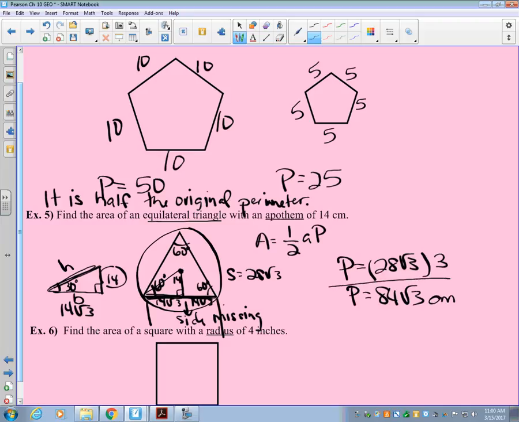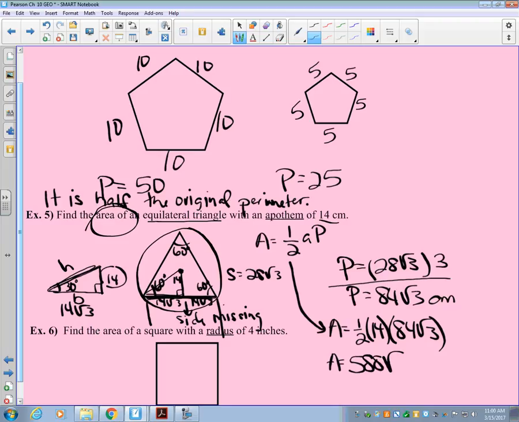Okay, so that answers none of the questions. We want to find the area. So we're going to use 1/2 apothem times perimeter. Our apothem was given, it's 14. Our perimeter is 84√3. Half of 14 is 7. And 7 times 84 is 588. And that's centimeters squared.